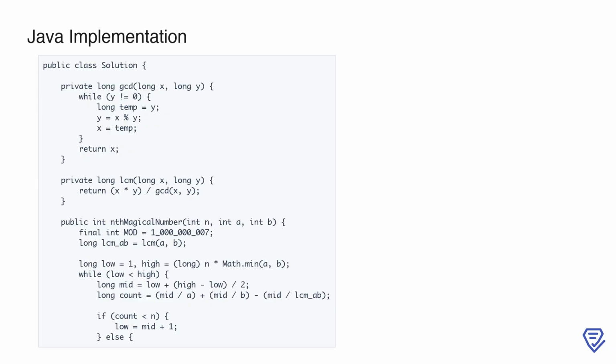Next, we initialize a binary search range with low set to 1 and high set to the product of n and the smaller of A and B. This range represents the possible values for the nth magical number.